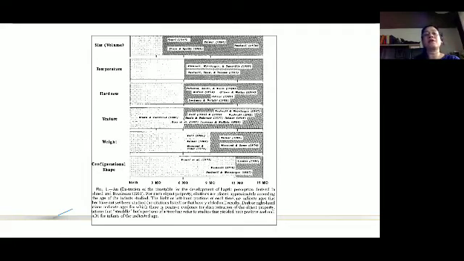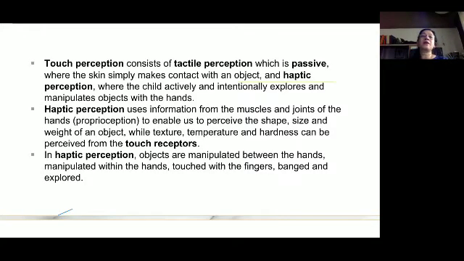The basic thing is we have to understand the shape, the weight, the texture, hardness, temperature, and size. These are conformations of haptic perception in a hand as we look at it, and these are very important characteristics which we should look at as a therapist. Now coming to our simple touch perception.